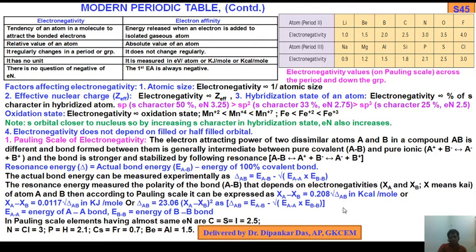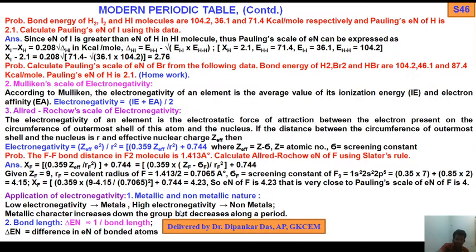Root delta AB, or 0.0117 root delta B kilojoule per mole, or 23.06 (chi A minus chi B) whole square.